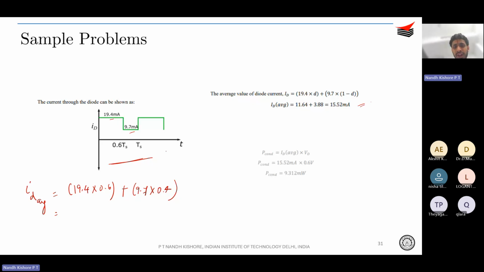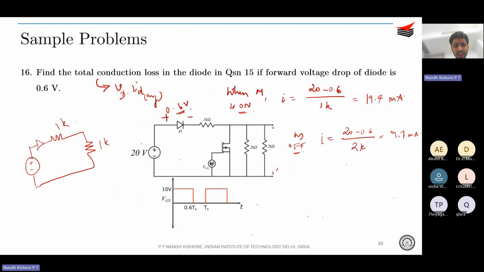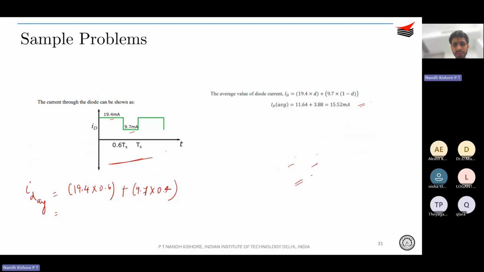So from this you can compute that the conduction loss will be V into I, right? That is the 0.6 volt drop into 15.52 milliamps. So this is the conduction loss. Okay, got it? We found out the current through the diode and just multiply by VD, you get the conduction loss. Simple, right? This is the conduction loss of the diode.